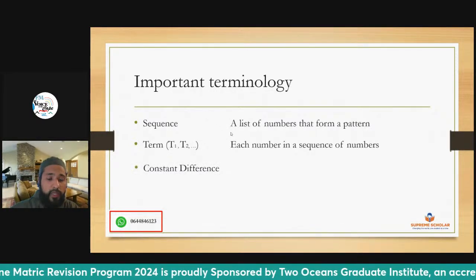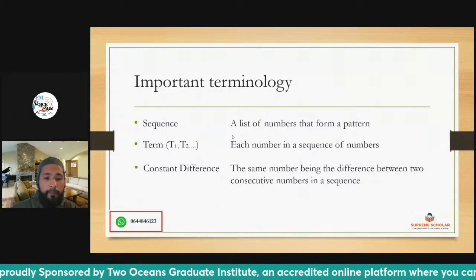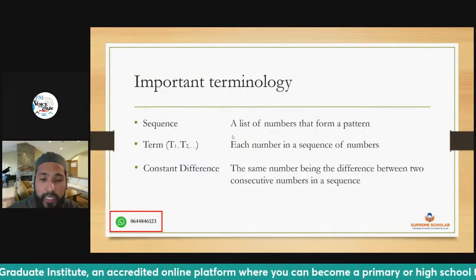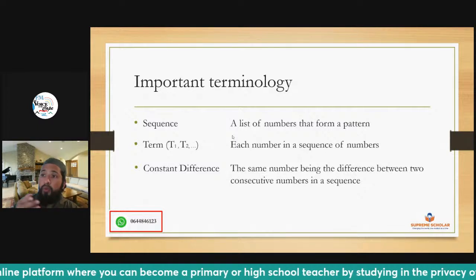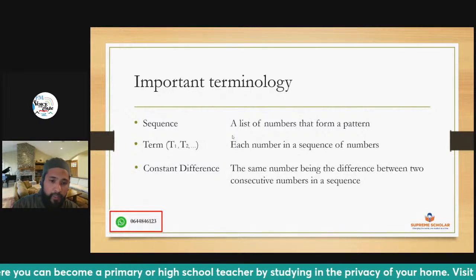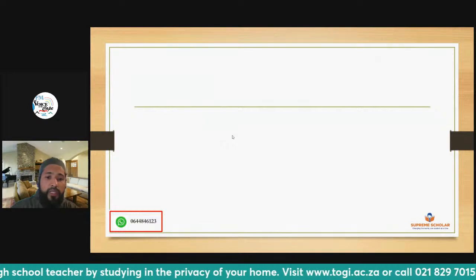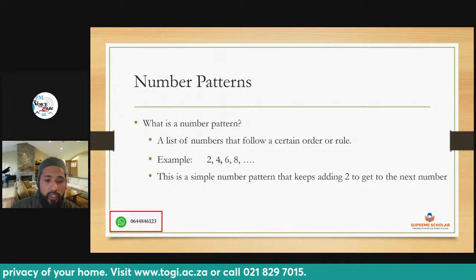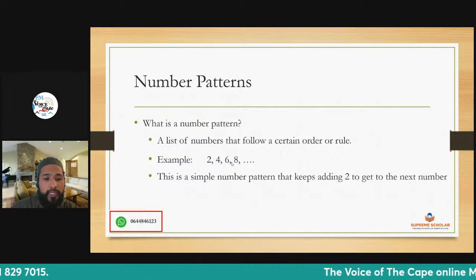Constant difference is something we use as well. Constant difference means the same number being the difference between 2 consecutive numbers in a sequence. Let me explain this a little bit simpler. Looking at the previous example, the difference between 4 and 2 is 2, and the difference between 6 and 4 is 2, and the difference between 8 and 6 is 2.